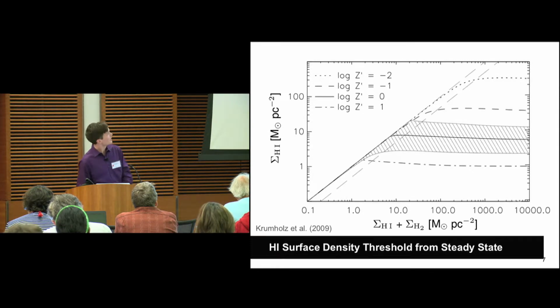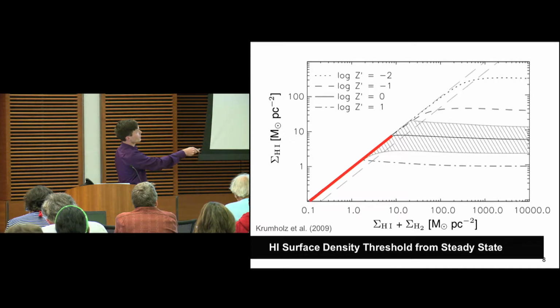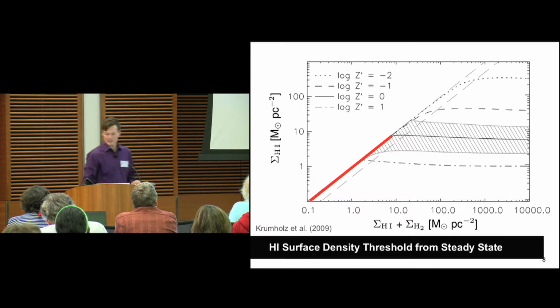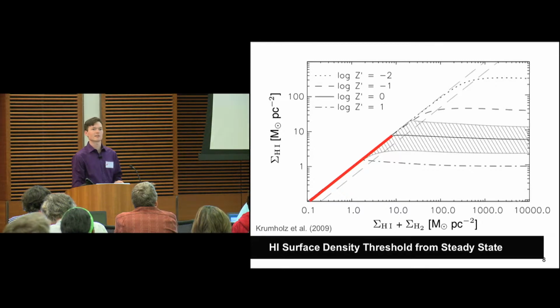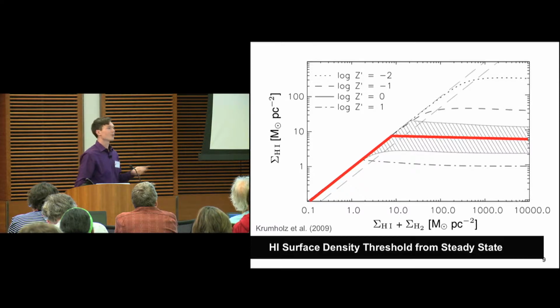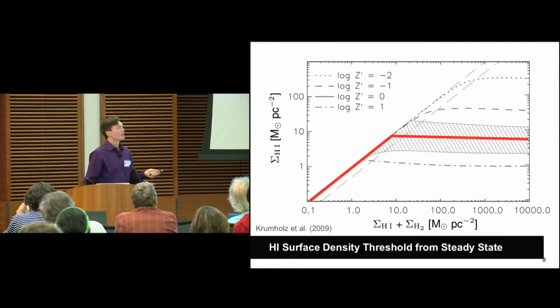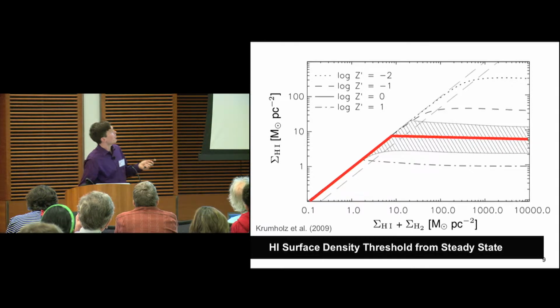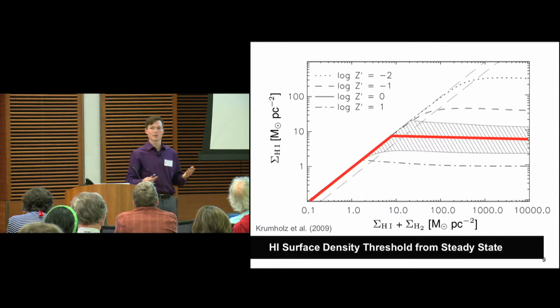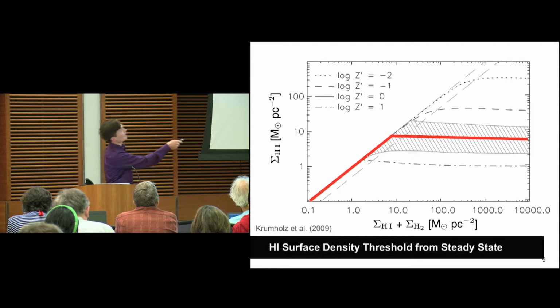So observationally, this model predicts for an H1 surface density as a function of total gas surface density that there will be a linear rise in H1 surface density while dust is shielding, or before molecular hydrogen begins forming. However, once molecular hydrogen begins forming and H2 self-shielding begins, all additional atomic gas is converted into molecular gas, thus predicting this H1 saturation or threshold identified in the model.